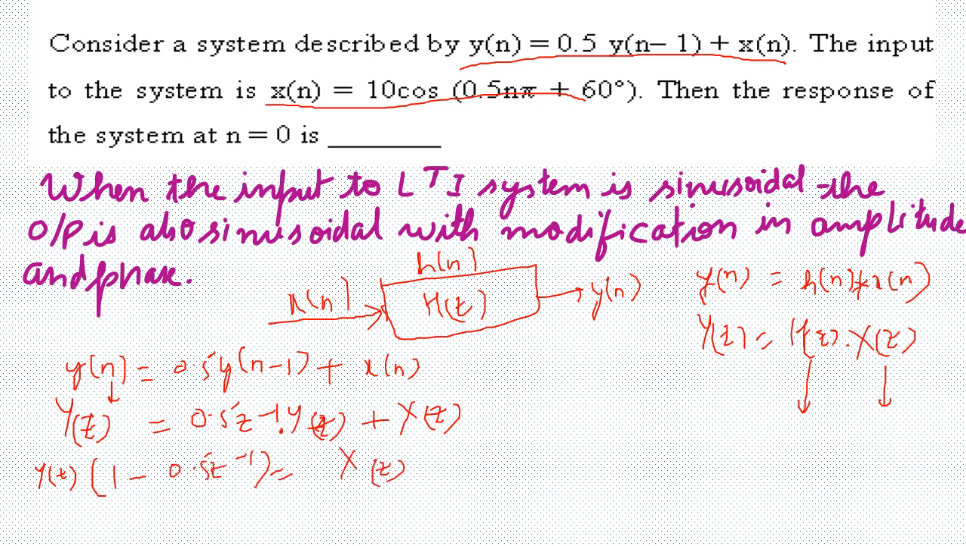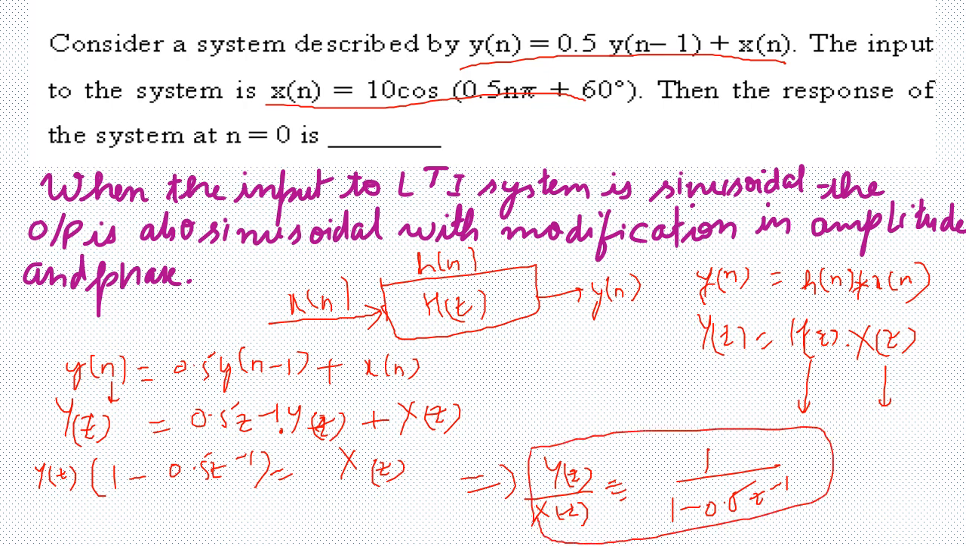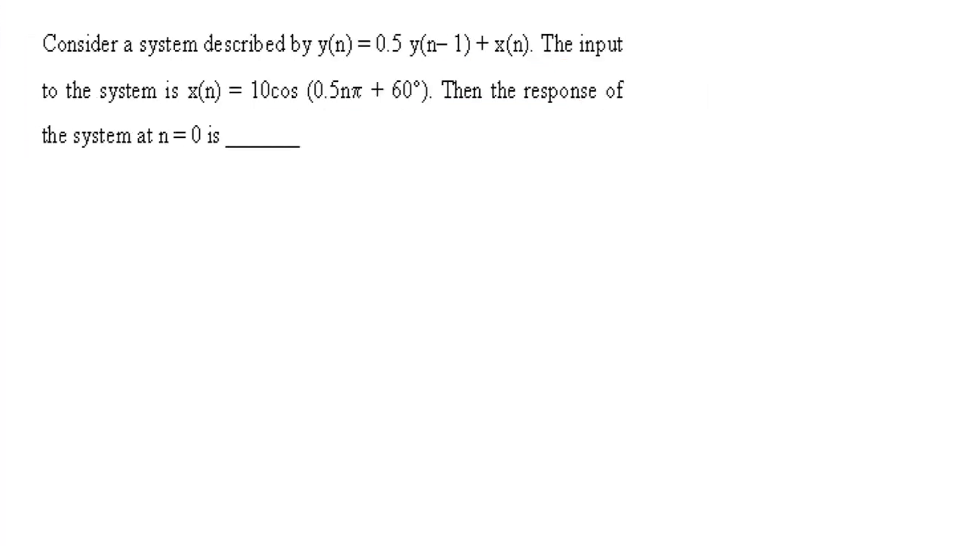So from here what we conclude is Y(z) over X(z) is equal to 1 over 1 minus 0.5 z inverse. Okay, this is the value that we get, and this is our H(z) that we are getting now. So once we have found H(z), what will be our next step? Let's write it again.